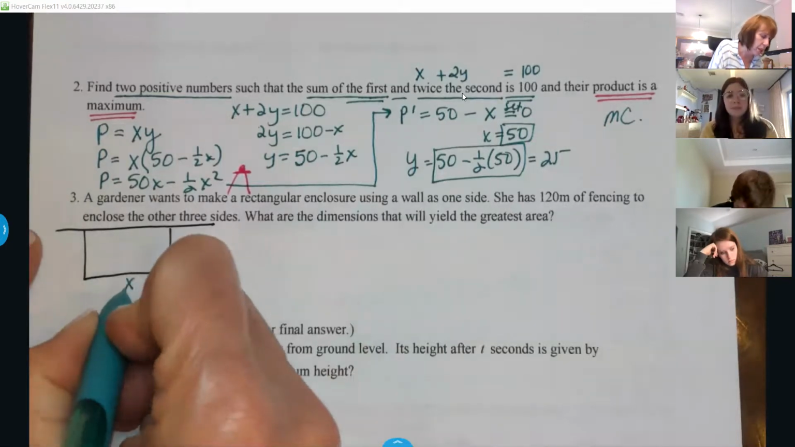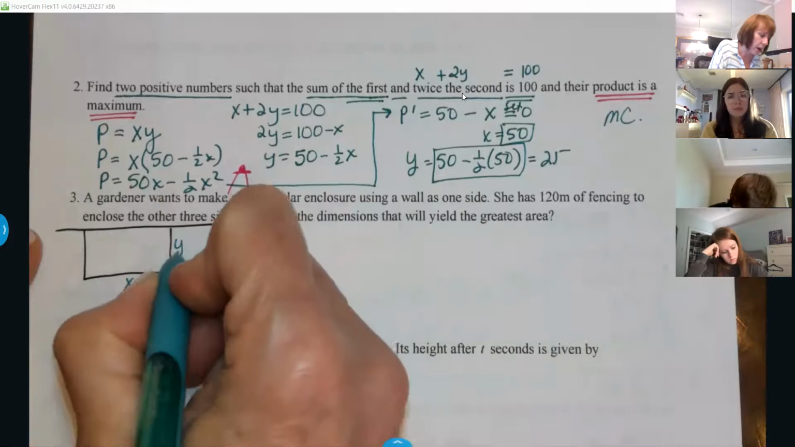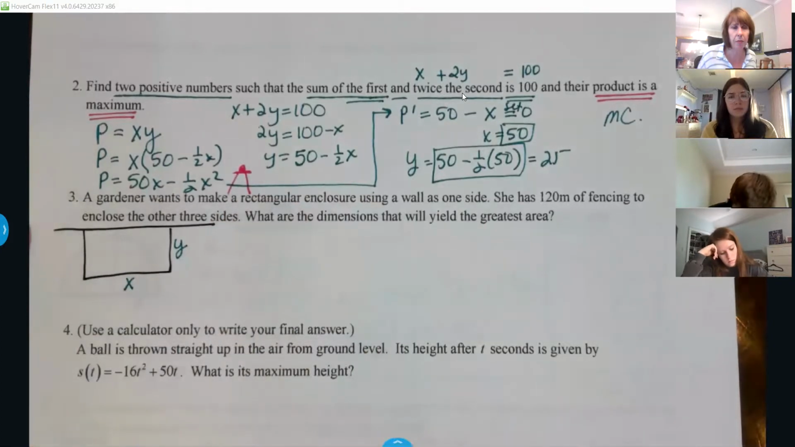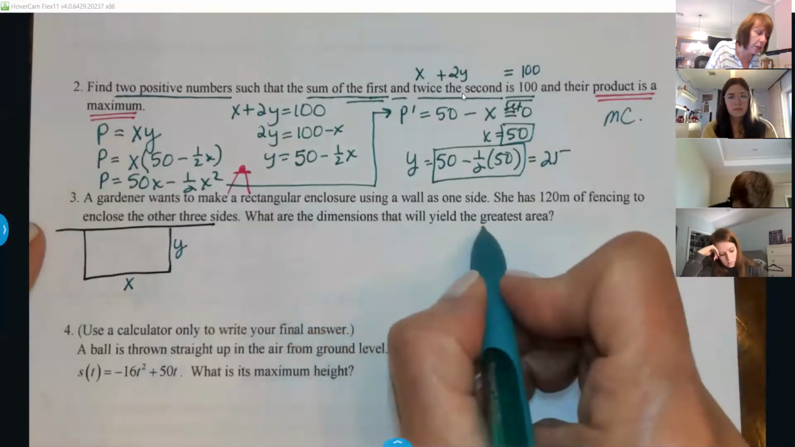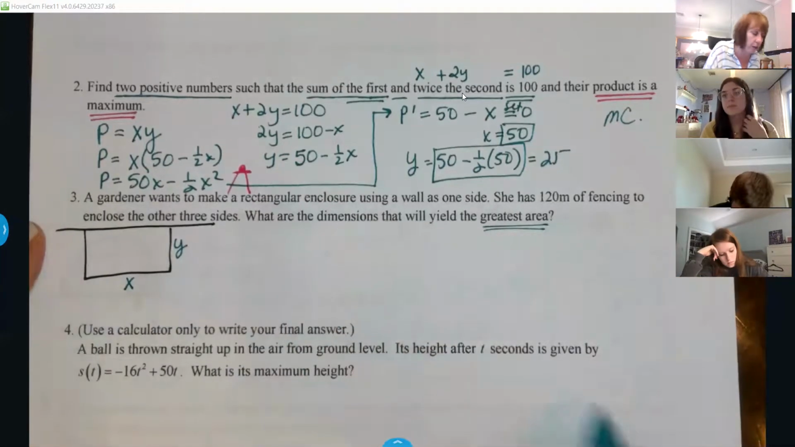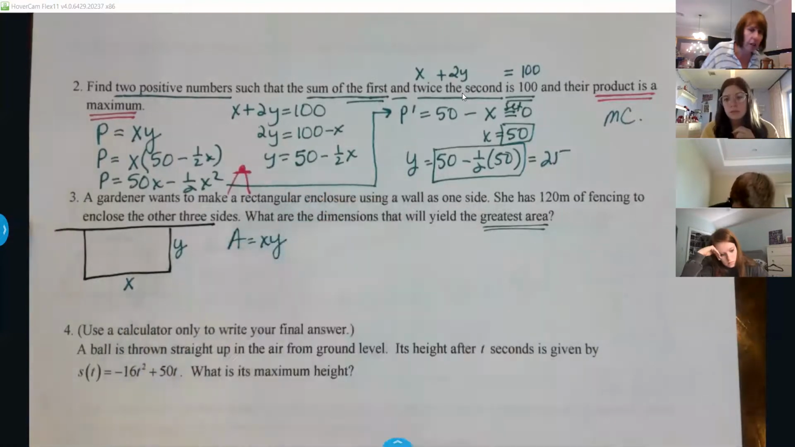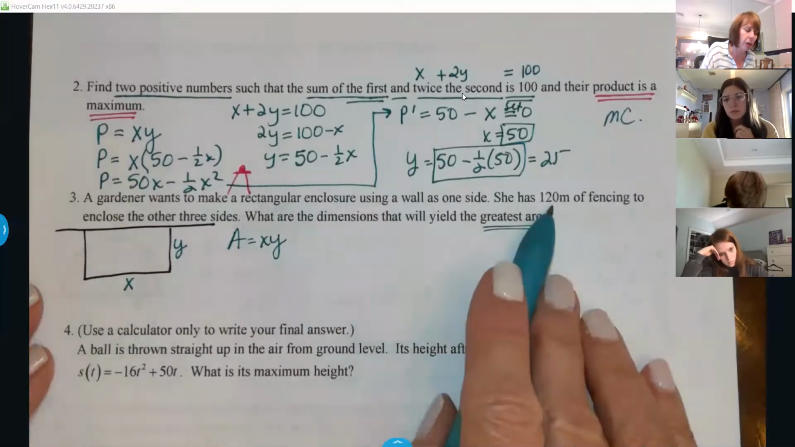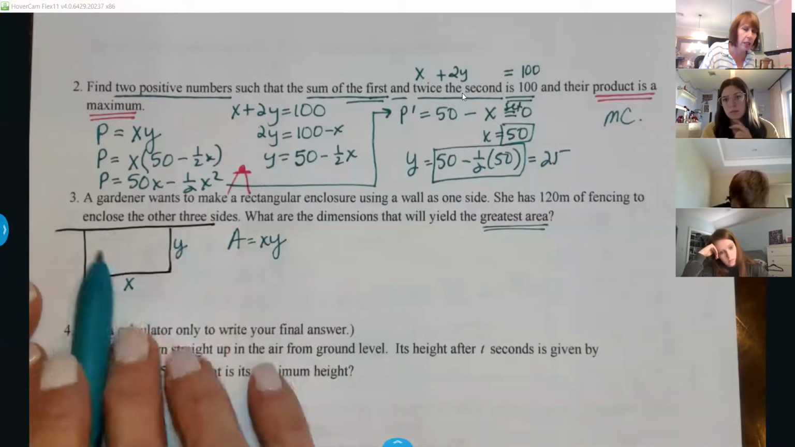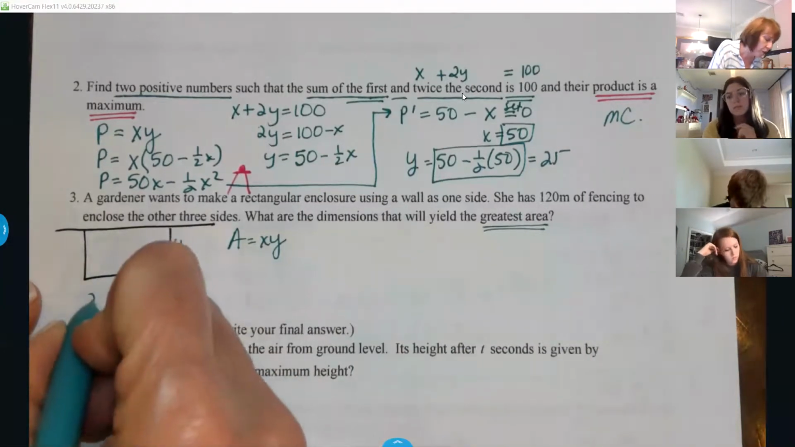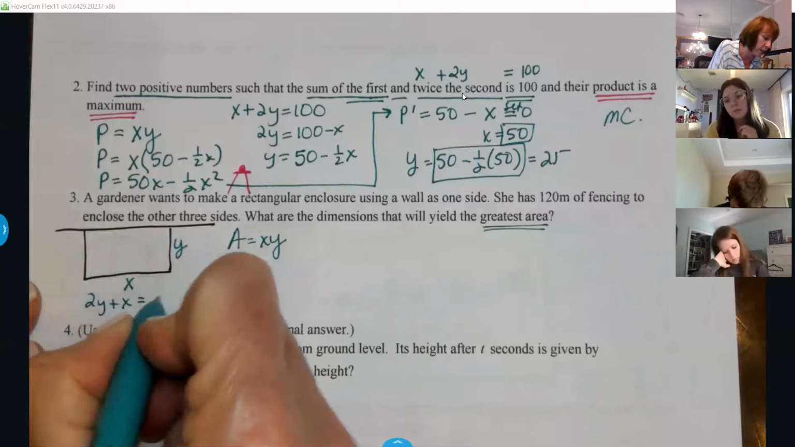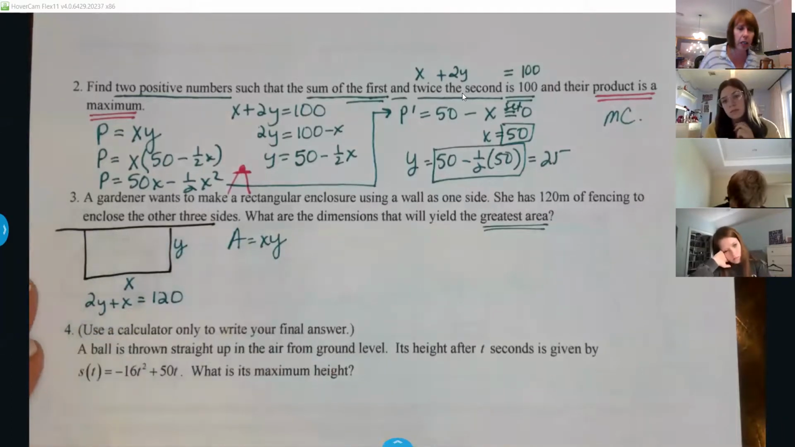I'm going to call this X and this Y. And we want to know what are the dimensions that will yield the greatest area of the rectangle. So the area will be X times Y. And once again, we want to make it all X's or all Y's. So I have 120 meters of fencing to make this. So I'm going to have 2Y plus X is 120.